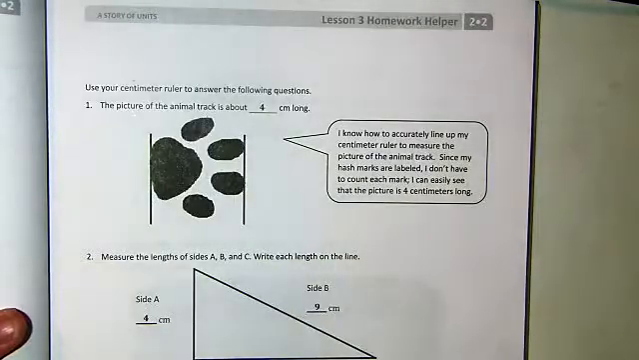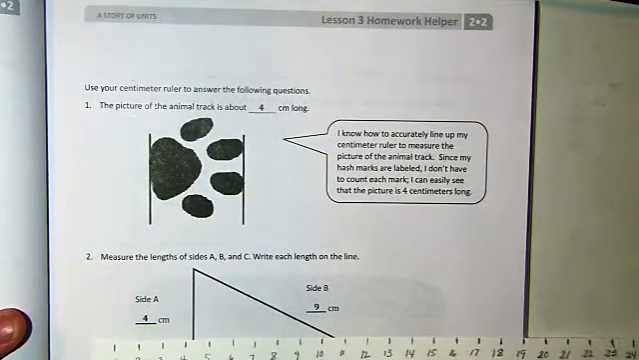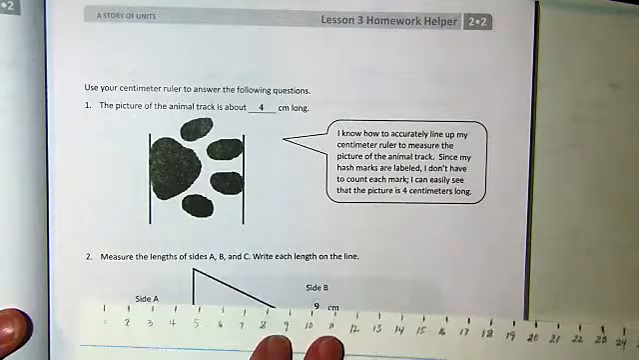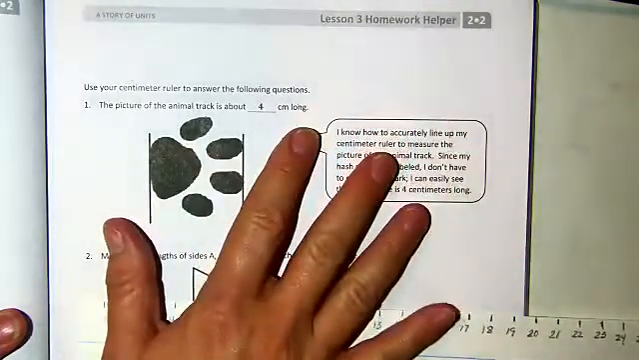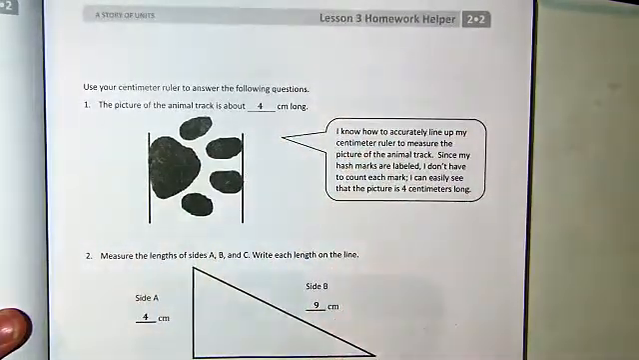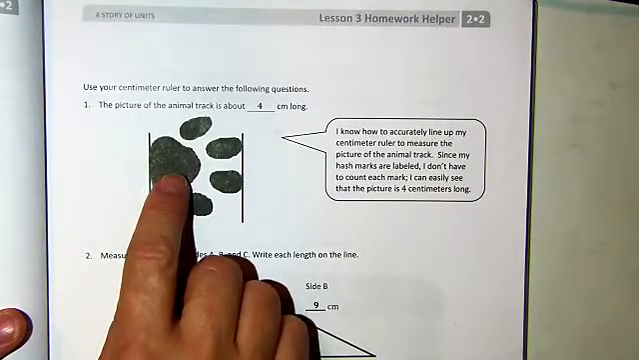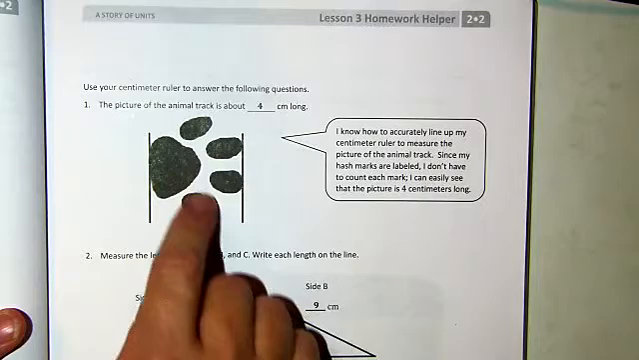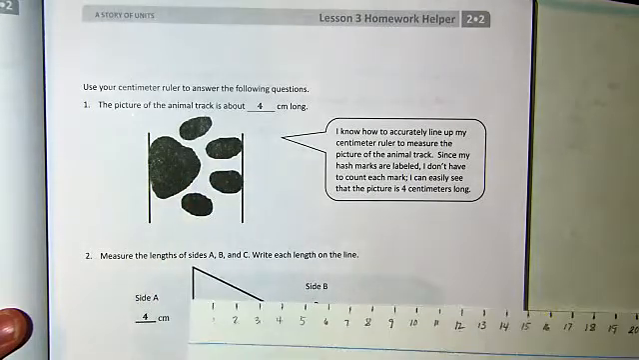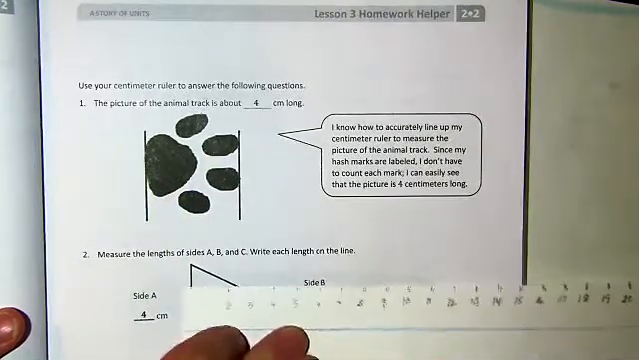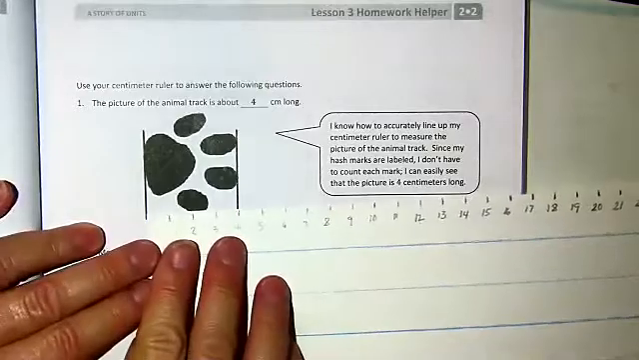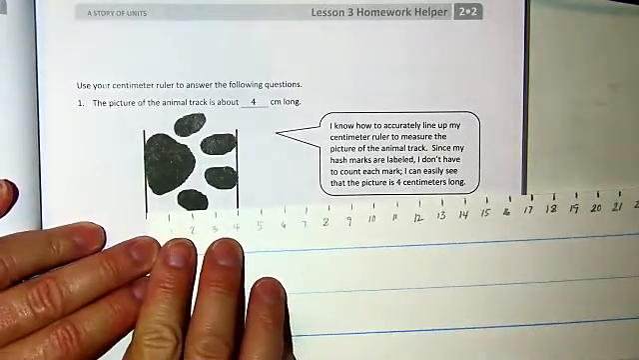Now, this is the homework helper page on page 45 of your 6th seed book. This page is just to remind you of what we worked on in class. So we use the centimeter ruler to measure the picture, and we know how to line this up. The end of my ruler is going to go right on that first line.